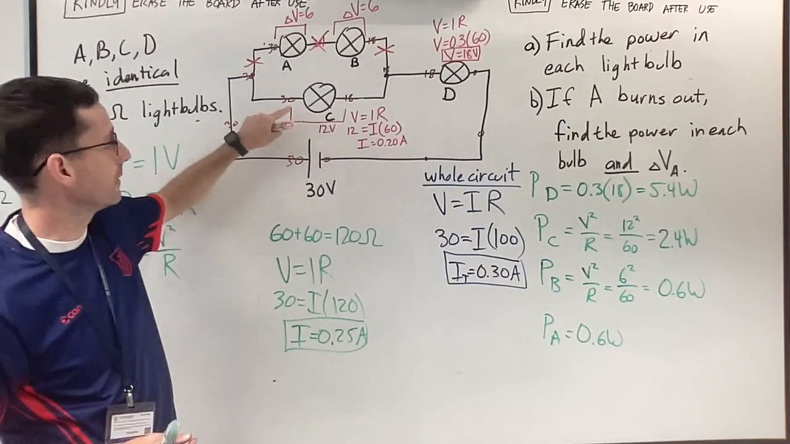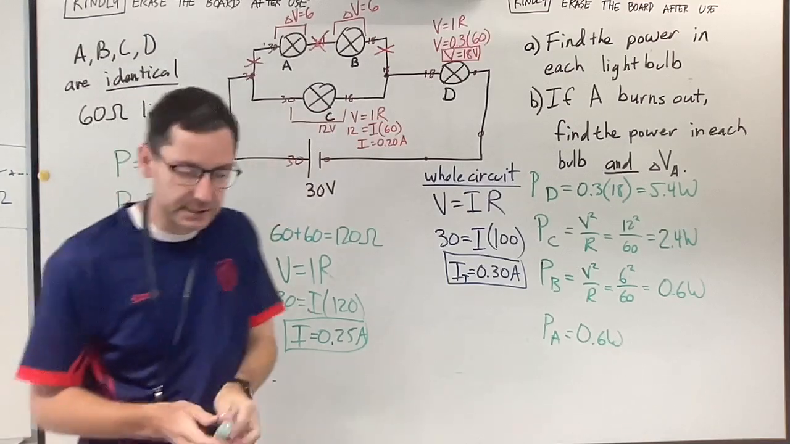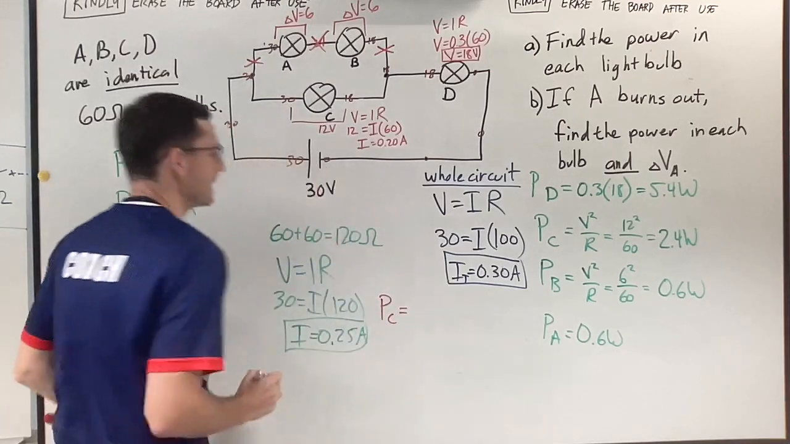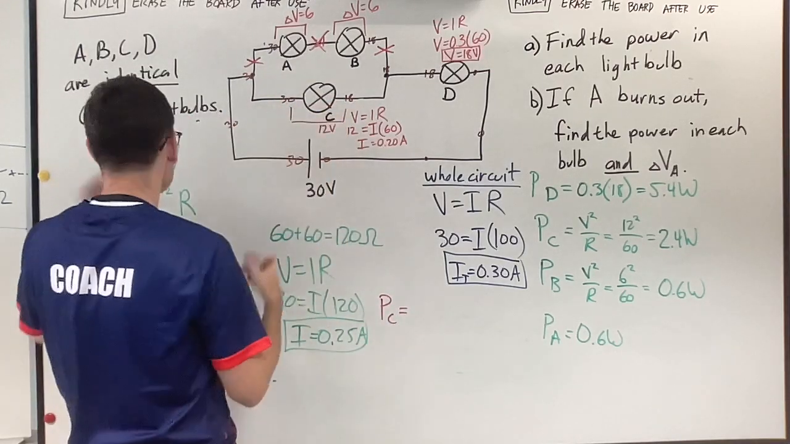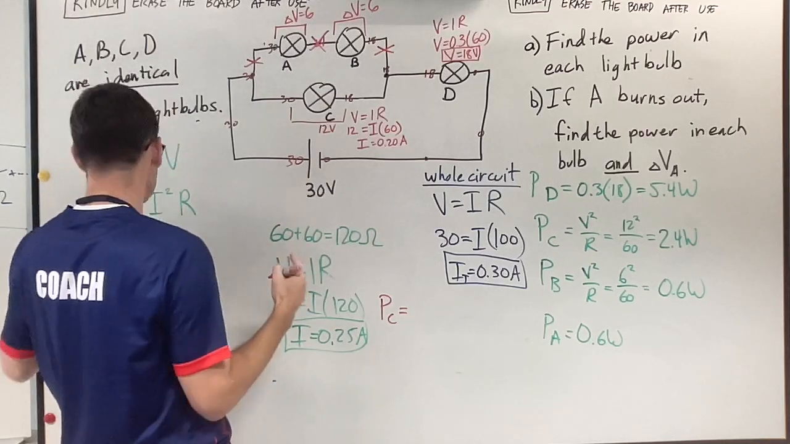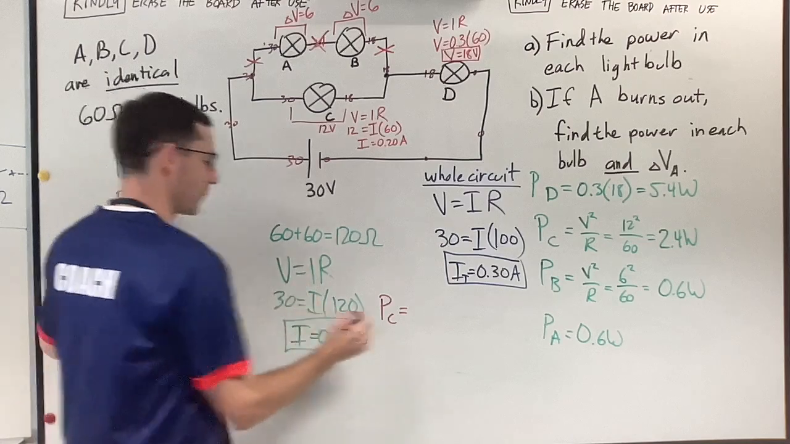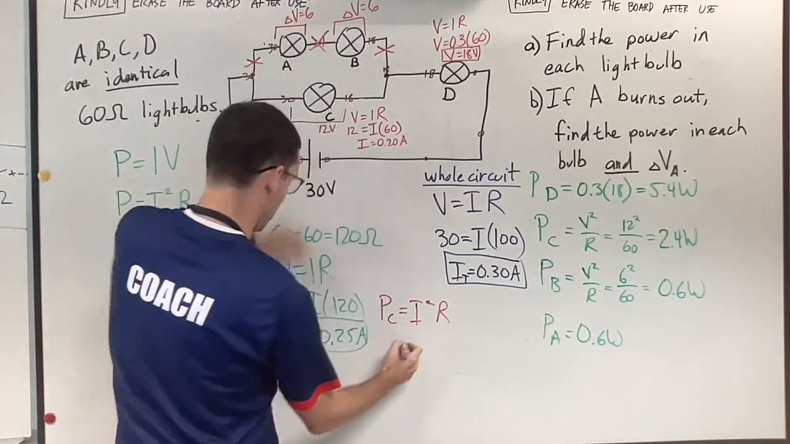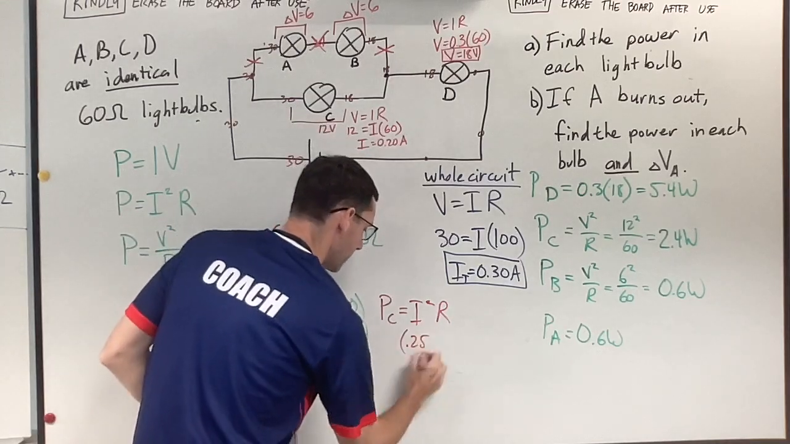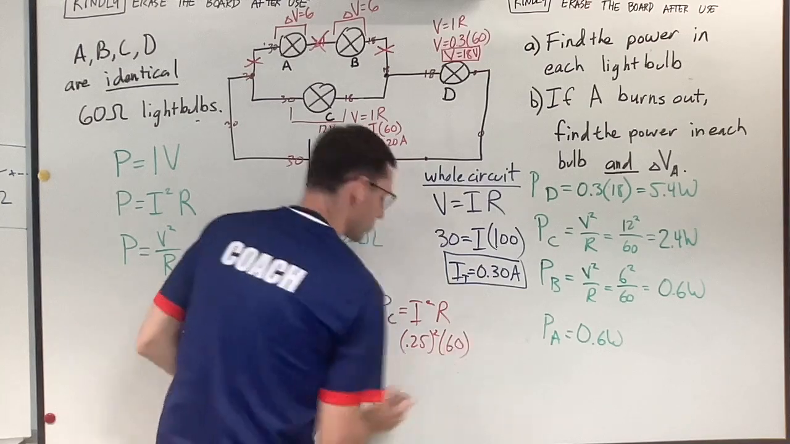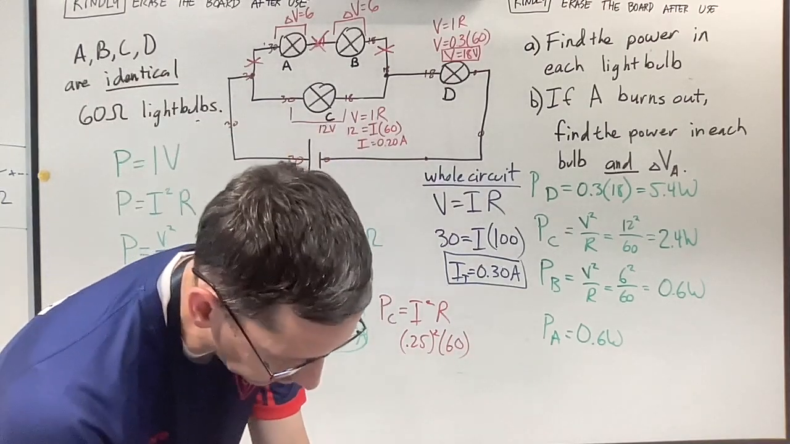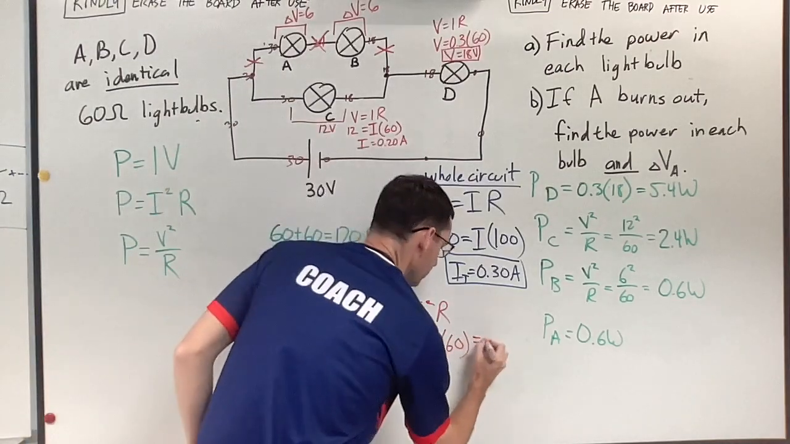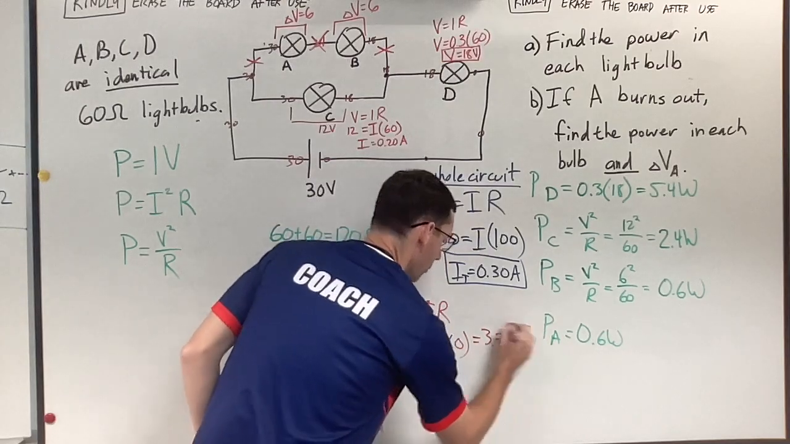Now we can see for each individual resistor. And so I'm going to do the power in resistor C. So the power through C, I don't know the voltage, I know the current, and I know the resistance. So I'm going to do I squared R. And so that's going to be the current we just said was 0.25 squared times the resistance, which is 60. So 0.25 squared times 60 equals 3.75 watts.